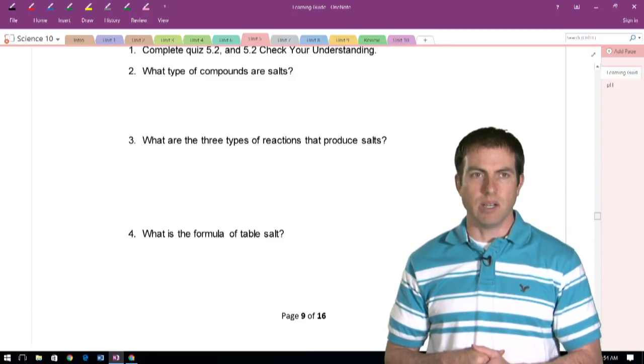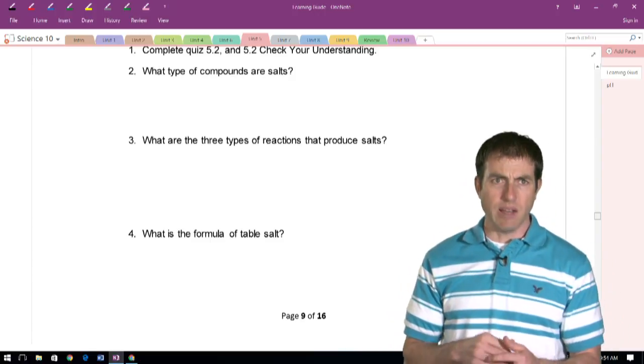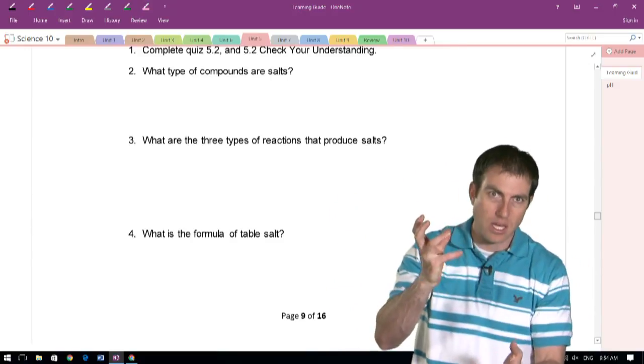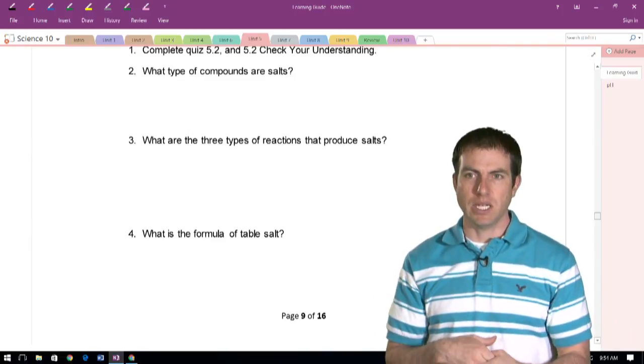Does anybody have Himalayan salt at home? I know my in-laws do. They have this huge Himalayan salt rock light thing, and it's just this kind of pink color, right? Himalayan salt's kind of pinkish.